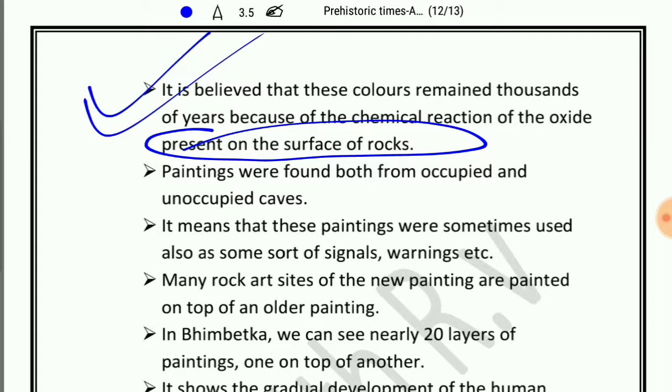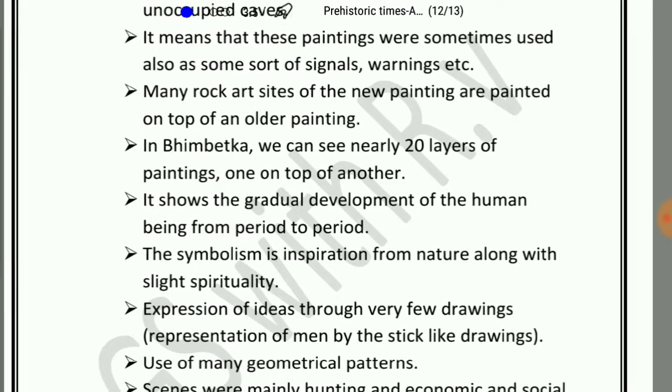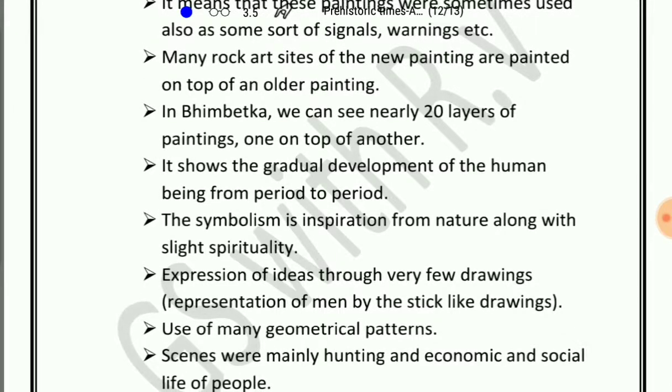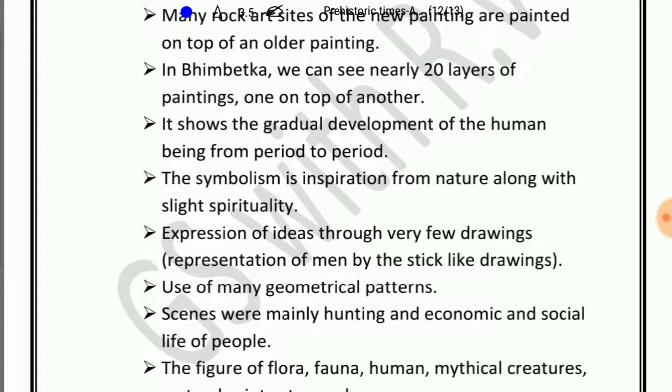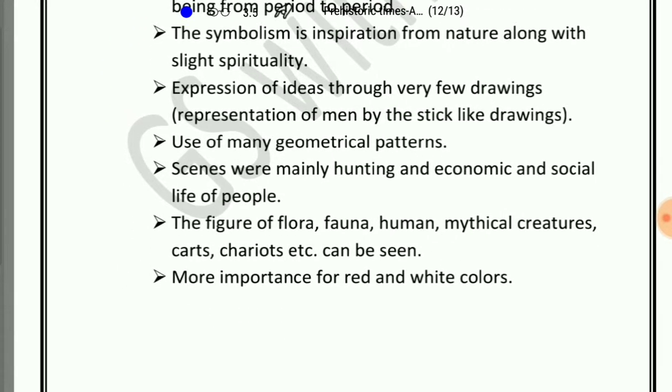Paintings were found in both occupied and unoccupied caves. In Bhimbetka we can see nearly 20 layers of paintings, one on top of another. It also shows the gradual development of human beings from period to period. There was also the use of many geometrical patterns. They represented things in a geometrical manner, and scenes mainly of hunting and the socio-economic and social life of the people were depicted.